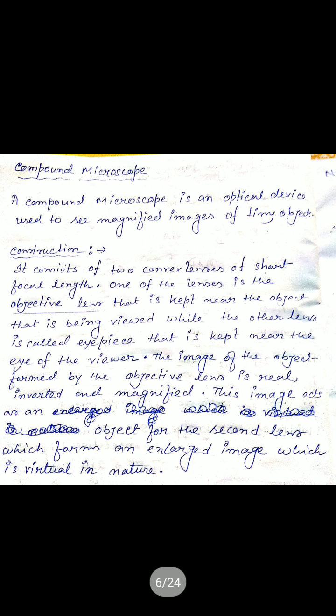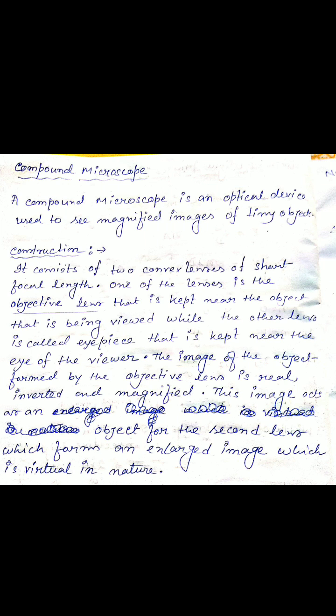Now let's come to the next microscope, that is the compound microscope. Some drawbacks are present in each and every instrument. There are also some drawbacks in a simple microscope. We cannot use it for wider purposes. That's why we invented the compound microscope. A compound microscope is an optical device used to see magnified images of tiny objects. A good quality compound microscope can produce a magnification of the order of 1000, 10 to the power 3.